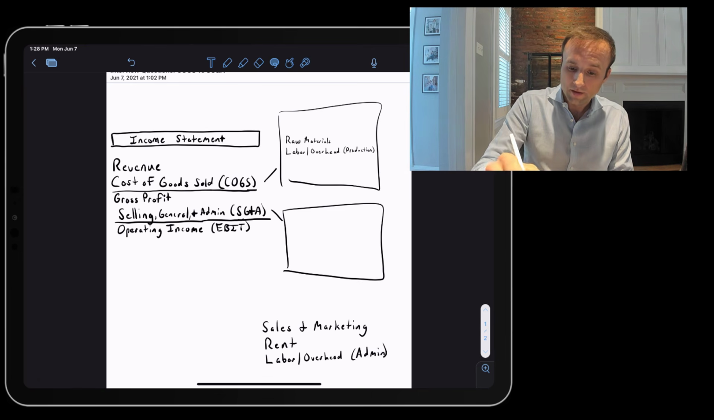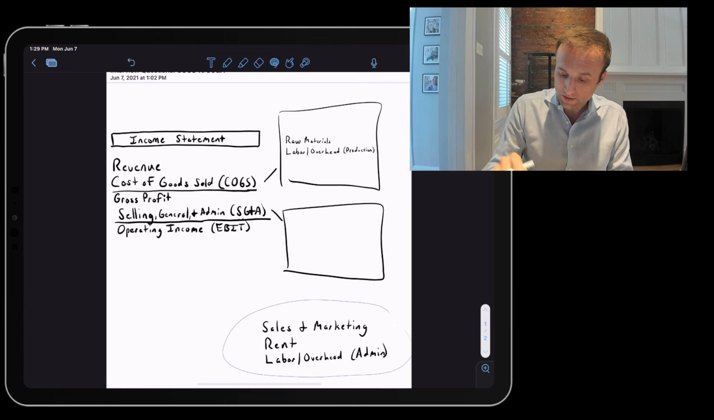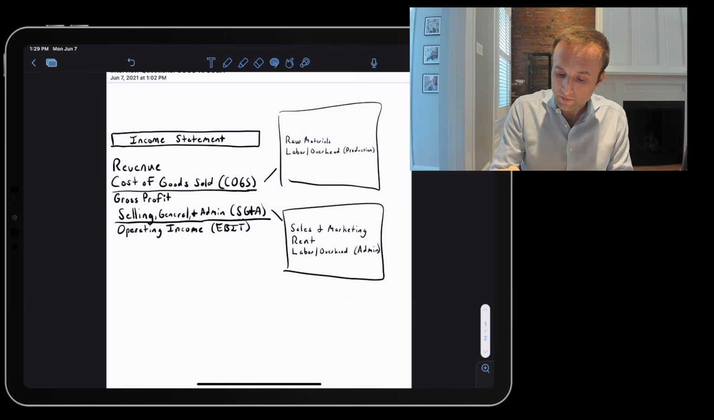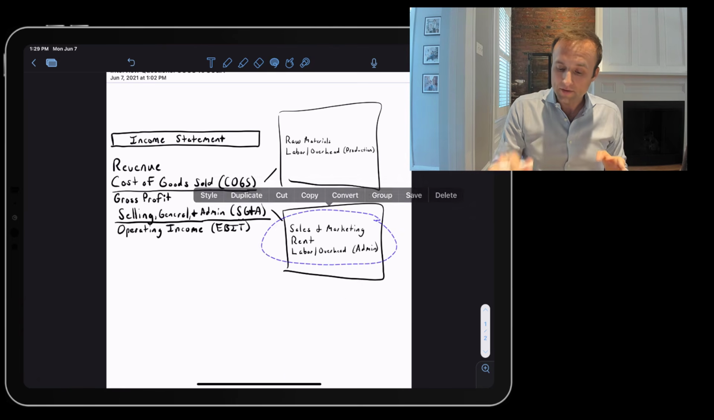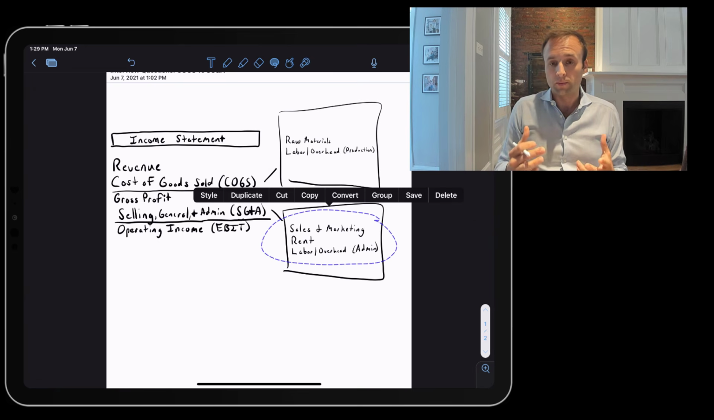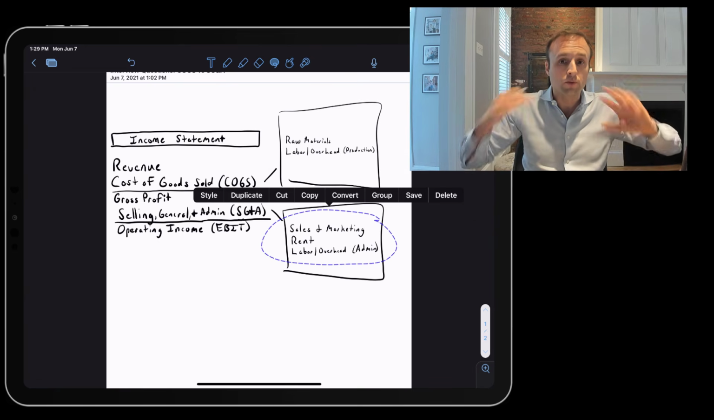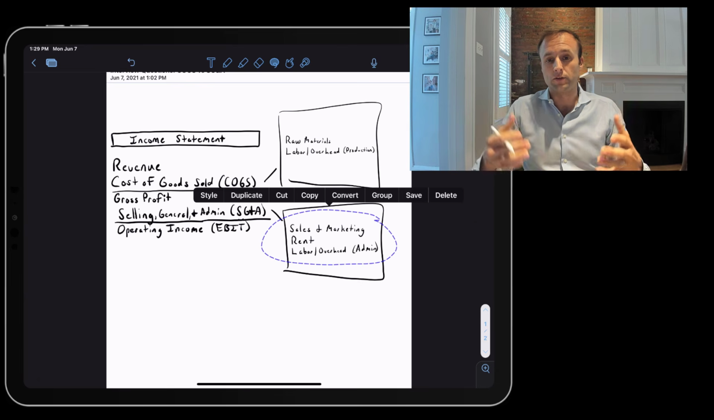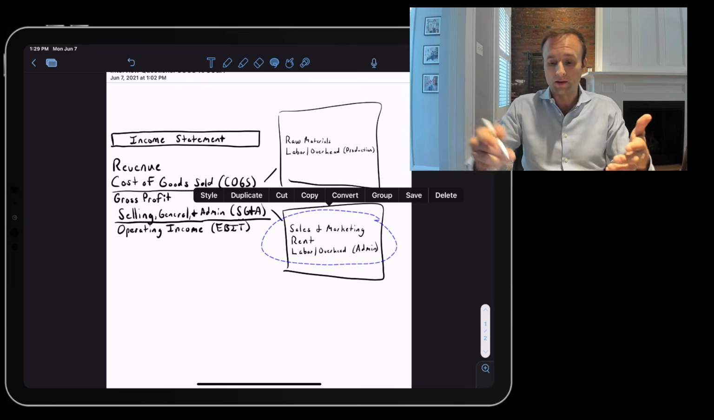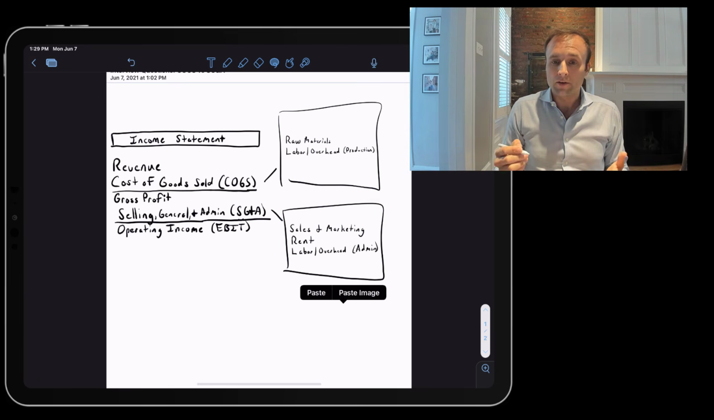Then we have our SG&A costs, again also called OPEX in a lot of cases. And this includes our sales and marketing costs, which do drive sales, but just not directly. They aren't directly the actual sale of the product. We then have rent, and we have a variety of other labor and overhead items that are not tied to the operations of the business. So these would be things like utilities, insurance, payroll expense.